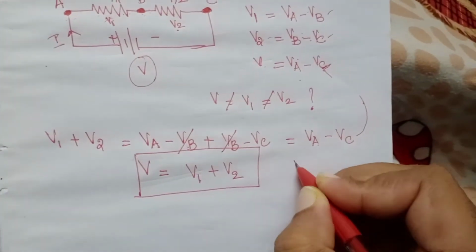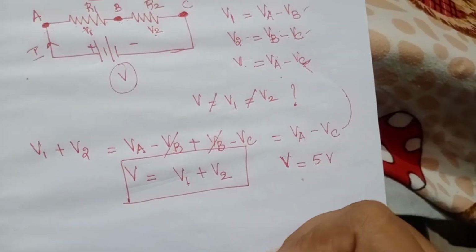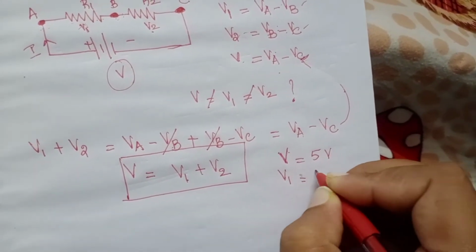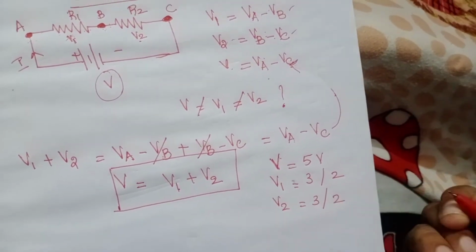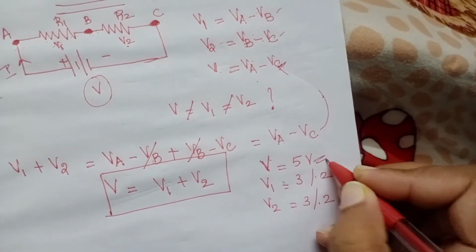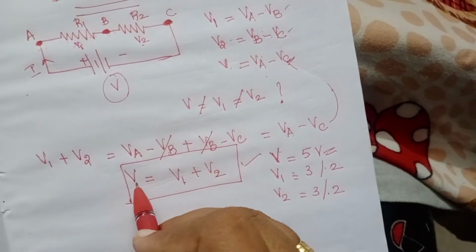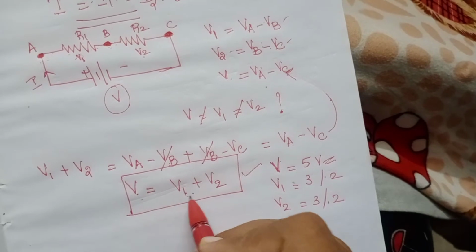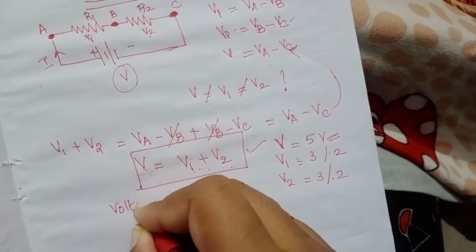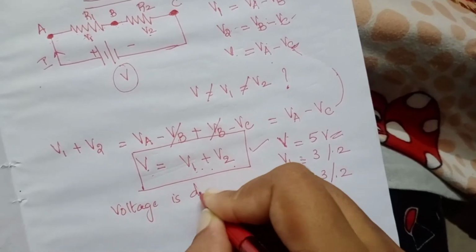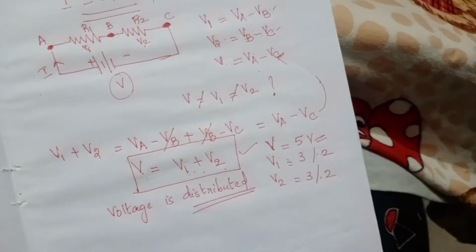For example, if the total voltage is 5 volt, then V1 can be either 3 or 2 volt. Similarly, V2 can also be either 3 or 2 volt. If we add these two, you have to get 5. Okay, is this clear? So this is very important. In a series circuit, the total voltage V will be equal to V1 plus V2. That means that the voltage is distributed. What does it mean? The voltage is distributed in a series circuit. This is very, very important.